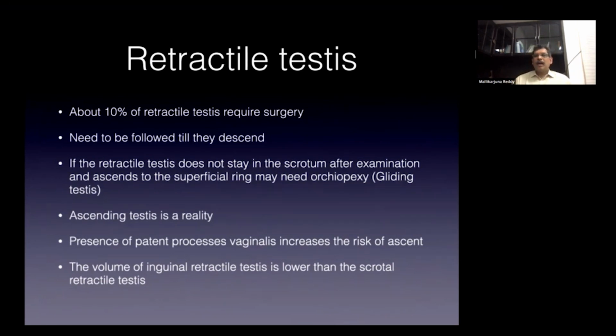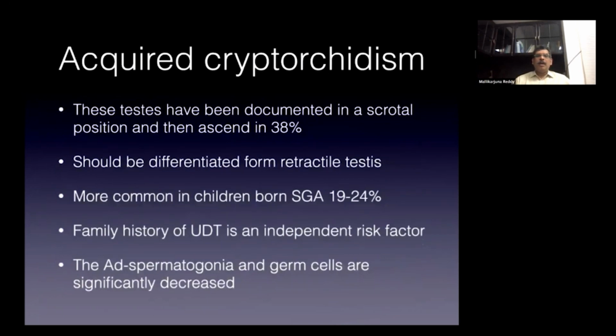Now, what is acquired cryptorchidism? You have to first document that the child had normally descended bilateral testes, and it should be documented that they have been in the scrotal sac. They should be differentiated from the retractile because these are normally descended testes. This is more common in children born small for gestational age. It can be about 24%.